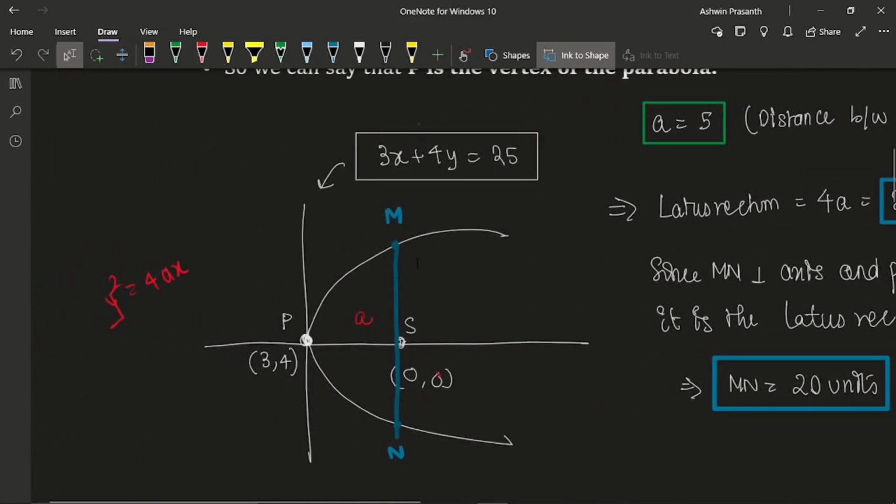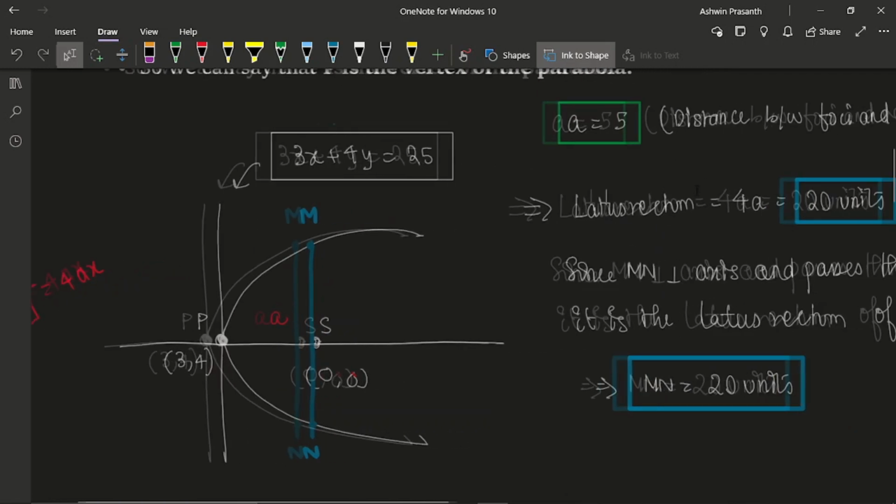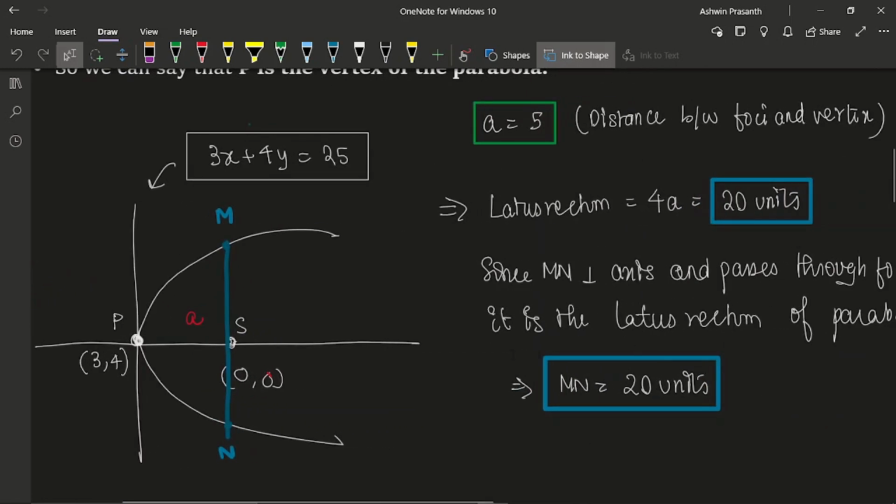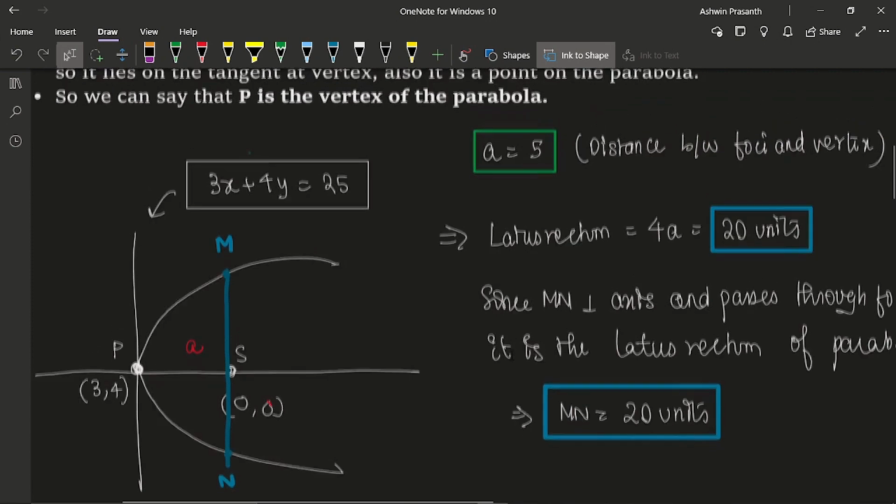Now we are told that MN is a line which is parallel to the tangent at the vertex. So this is perpendicular to the axis and also passing through the focus. So MN is the latus rectum. We already found that the length of latus rectum is 20 units. So MN will also be 20 units. With that, we have solved the first two parts.